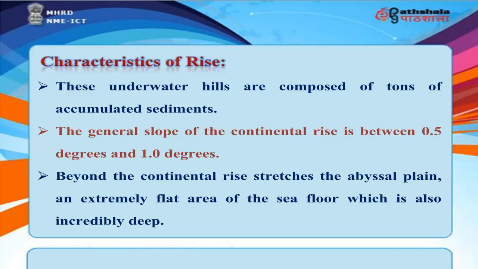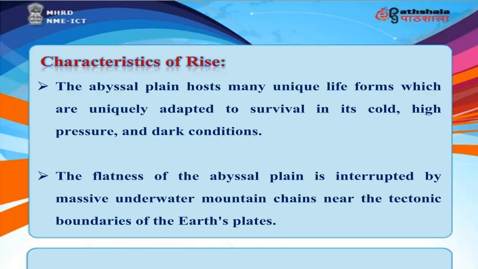Characteristics of rise. These underwater hills are composed of tons of accumulated sediments. The general slope of the continental rise is between 0.5 degrees and 1.0 degrees. Beyond the continental rise stretches the abyssal plain, an extremely flat area of the seafloor, which is also incredibly deep. The abyssal plain hosts many unique life forms which are uniquely adapted to survival in its cold, high pressure, and dark conditions. The flatness of the abyssal plain is interrupted by massive underwater mountain chains near the tectonic boundaries of the Earth's plates.